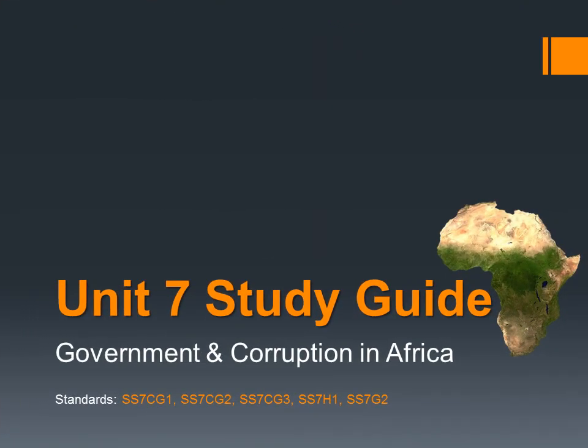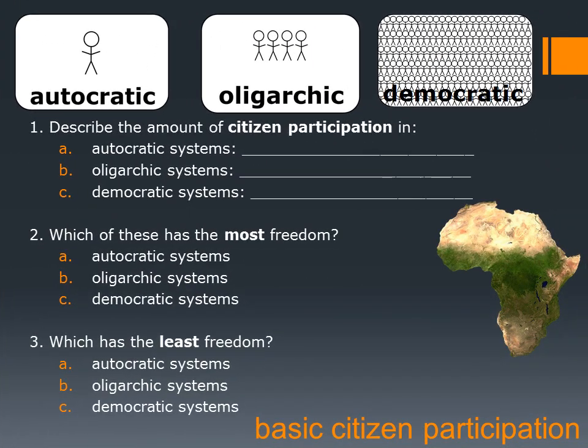Let's take a few minutes to review our answers for the Unit 7 study guide. You'll remember that we started Unit 7 with a review of government vocabulary concepts and the three basic forms of citizen participation, which of course are autocratic, oligarchic, and democratic. So, question one, describe the amount of citizen participation in each of these systems.